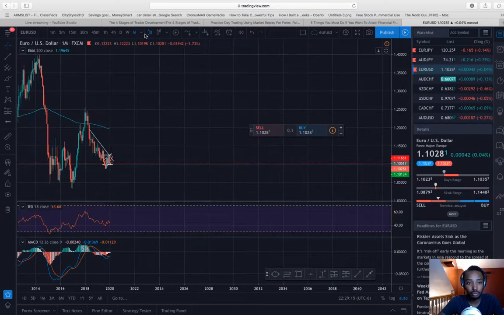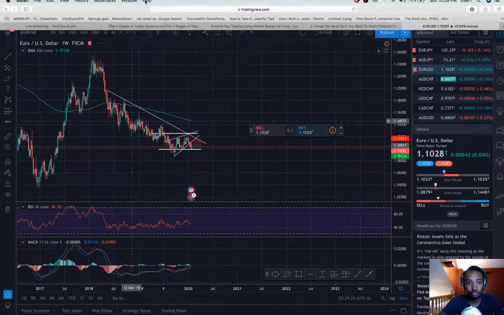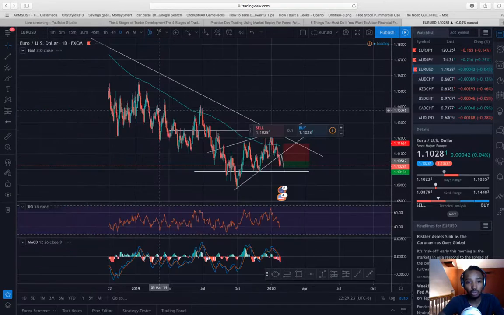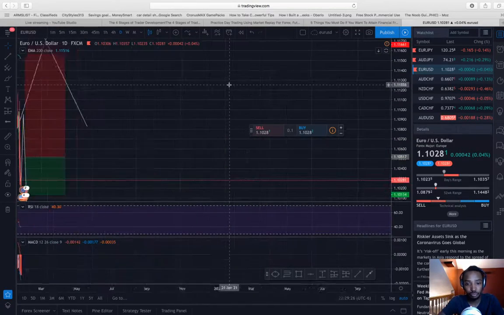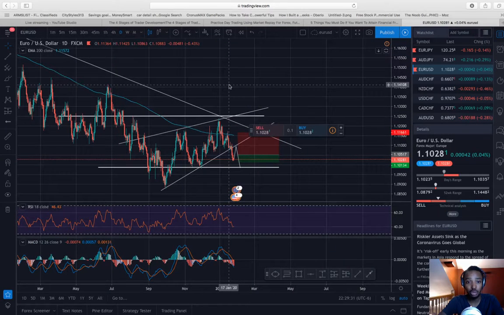So downtrend on the weekly, downtrend on the daily, downtrend. So we're gonna look at price. Price actually did something pretty interesting in this one, and I'm gonna tell you.